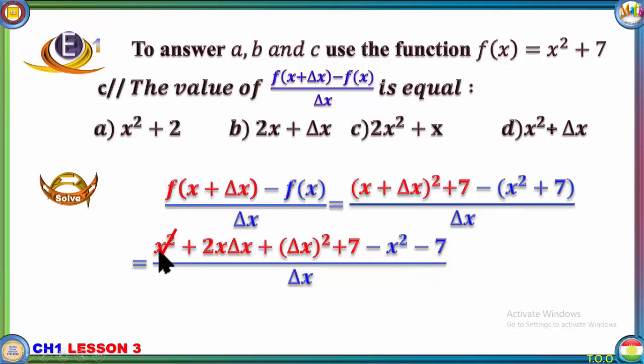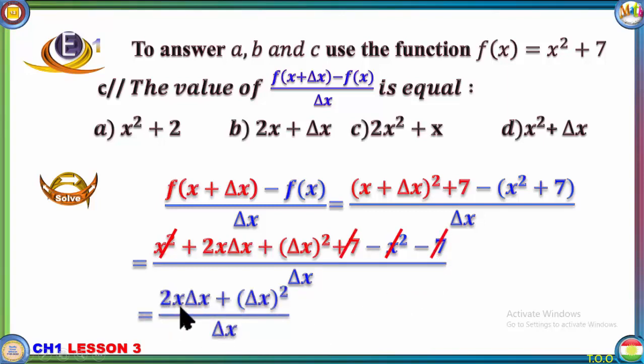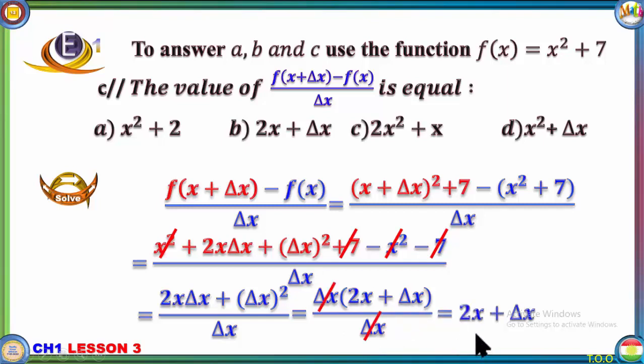Then cancelling x squared with x squared, 7 with 7, remain 2x delta x plus delta x squared over delta x. You have a common factor, delta x, take it out. Delta x times 2x plus delta x, over delta x. Cancelling delta x with delta x, then the answer is 2x plus delta x. You can see that B is the correct answer.